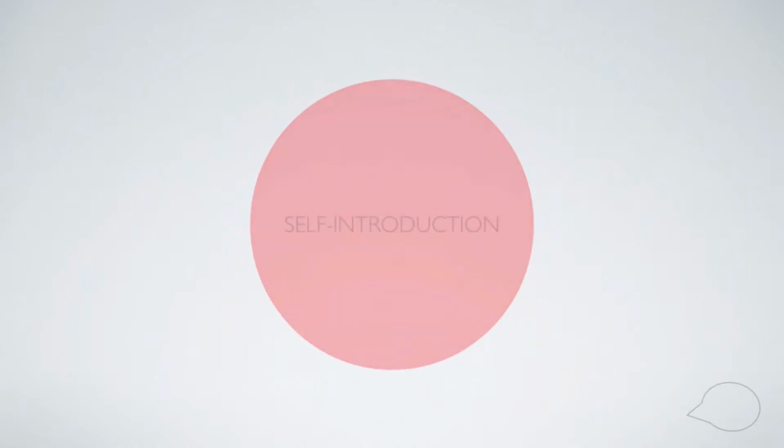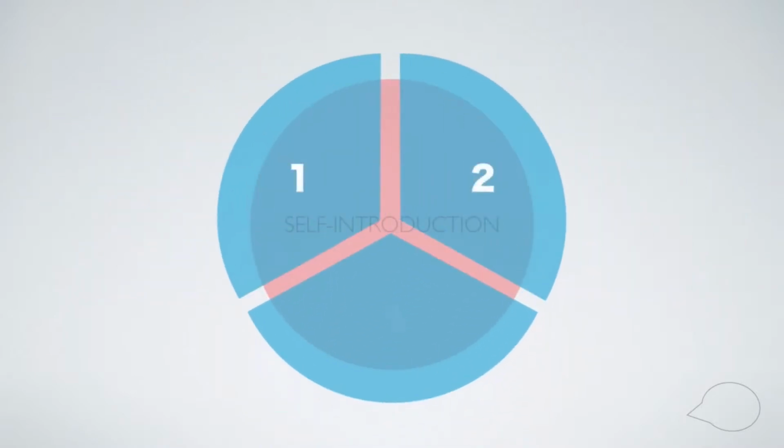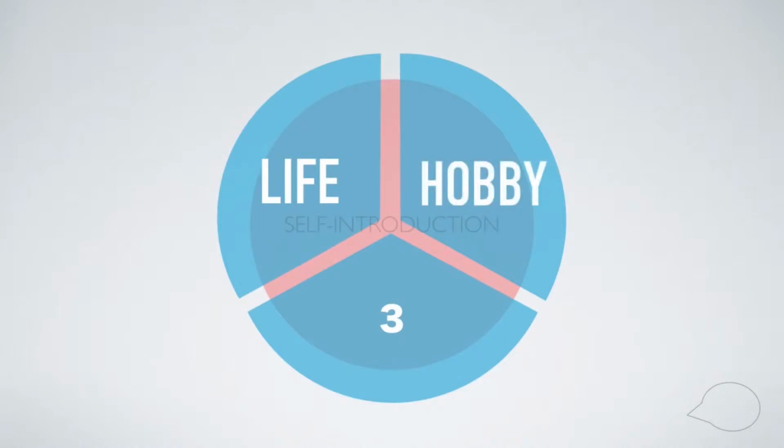Introducing yourself in English can be viewed as a circle made up of 3 parts. Part 1 is life. This is where you talk about who you are and where you are from. Part 2 is hobby. This is where you talk about your hobby and the reason why you chose it. And part 3 is dream. This is where you describe your dreams about the future.